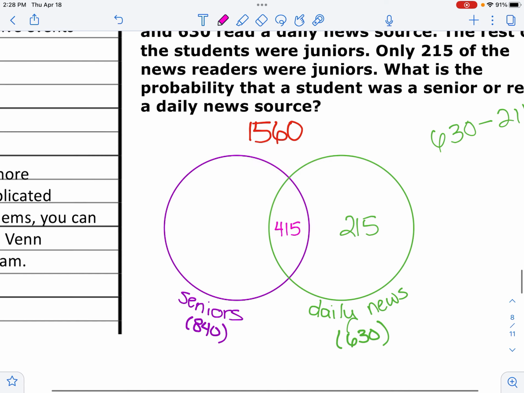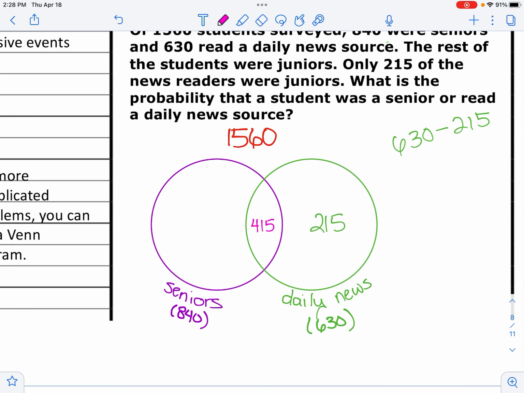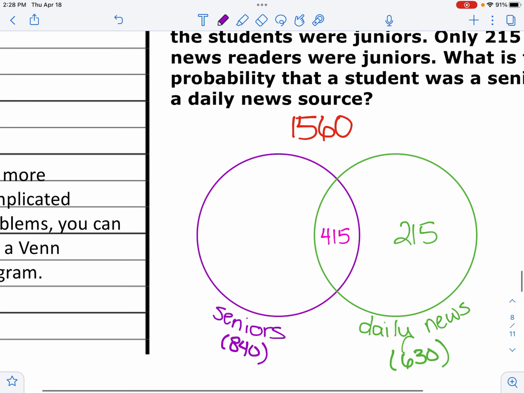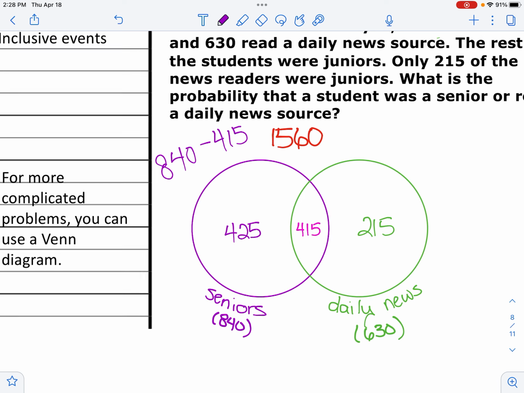That goes there. Okay. So, cool. Now, the purple circle has to add up to 840. Well, I already have 415 in the middle. So people who are only seniors and don't read the news would be 840 minus 415, which is 425, right? Okay.